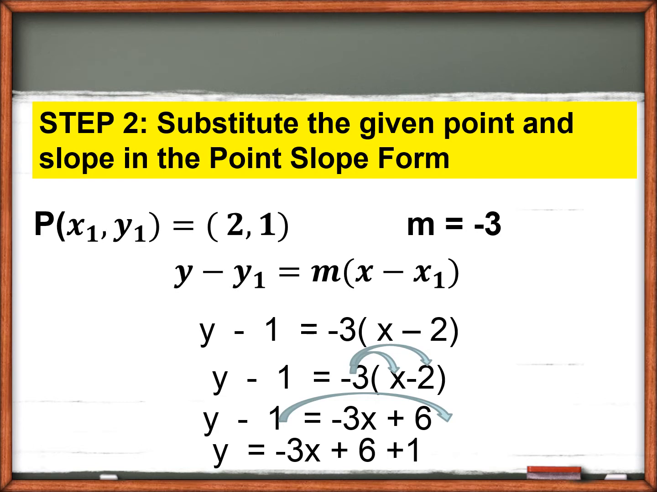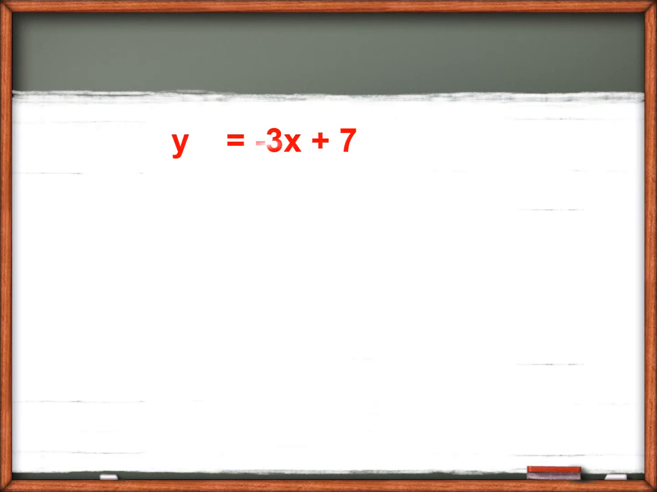As we do the technique of transposition, we will change the sign. That is negative will become positive, or vice versa. Simplifying 6 and 1, since they are both constants, we will have y equals -3x plus 7. And this will be our equation of the line. Take note that our equation of the line is written in the slope-intercept form, which is y equals mx plus b. Our equation of the line can also be written in standard form.